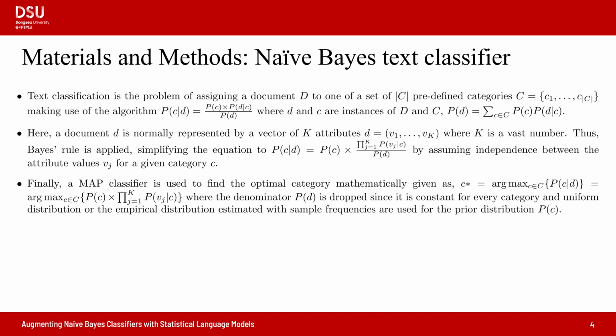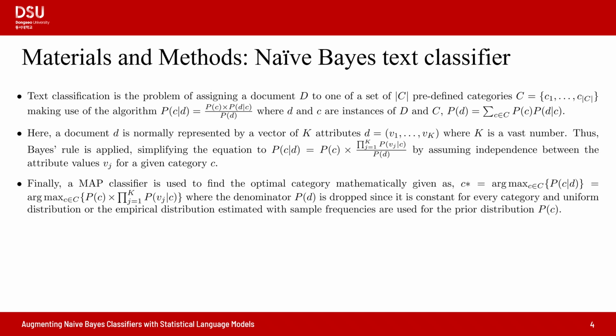This is the normal naive Bayes, where D and C are instances from the set D and C, which is the document and the predefined category. And P of D in the denominator of the algorithm is just the sum from all the categories for C in capital C, probability of C, probability of D given C, so the marginal. So here document D is normally represented by a vector of k attributes, so we can write it D equal to V1 to Vk, where k is a vast number. It's going to be a big number.